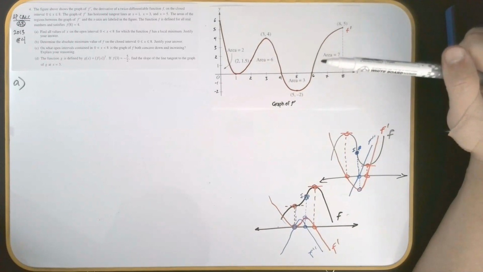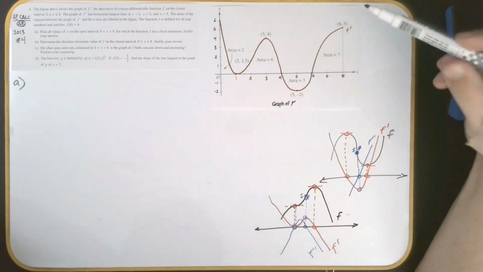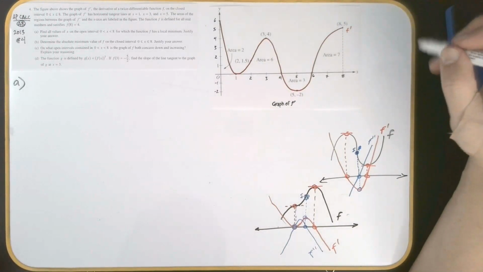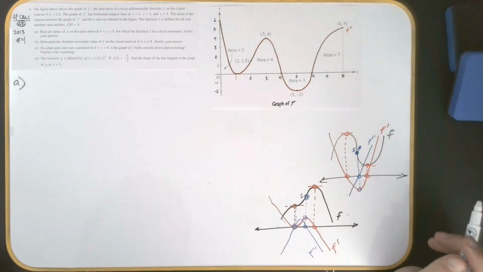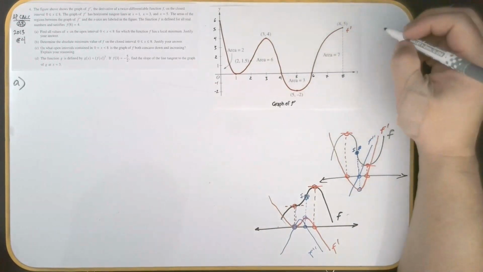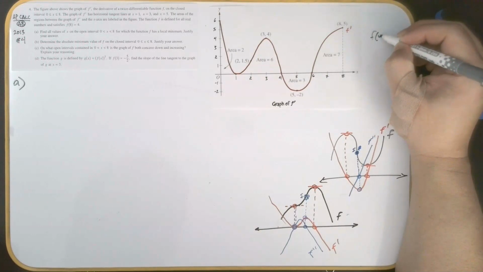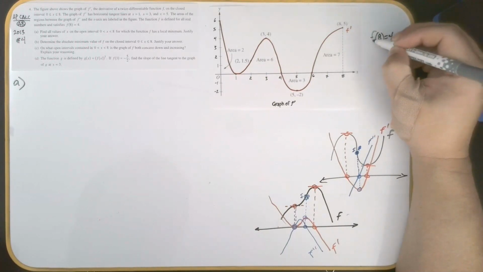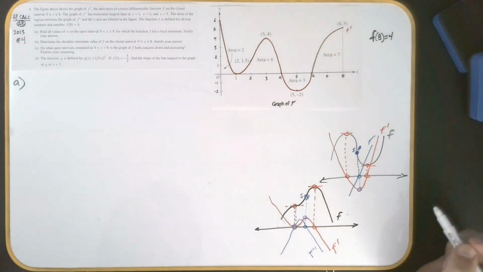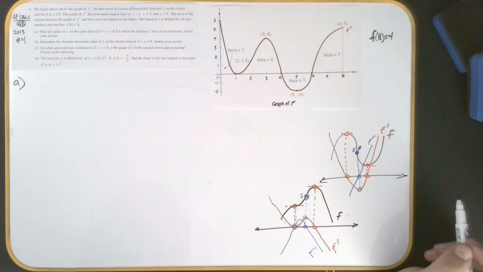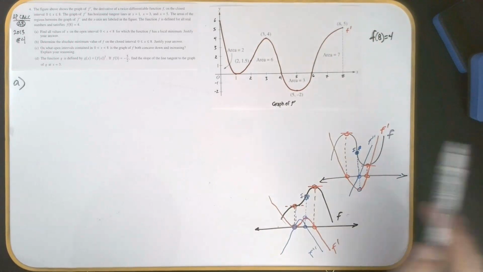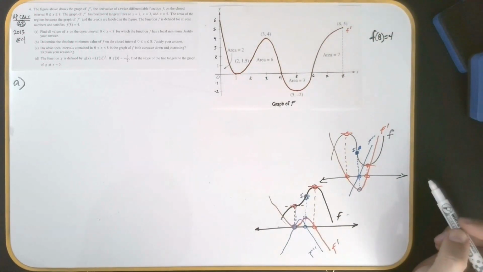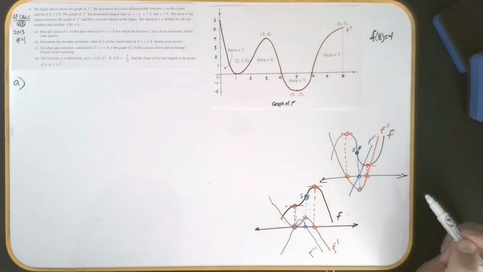The function f is defined for all real numbers and satisfies the condition f of 8 equals 4. Okay? So we're going to need that, but we know that f of 8 is equal to 4, so I'll just put that here. f of 8 is equal to 4, and we'll see when we have to use that. So part A says, find all values of x in the open interval in which the function f has a local min. Justify your answer.